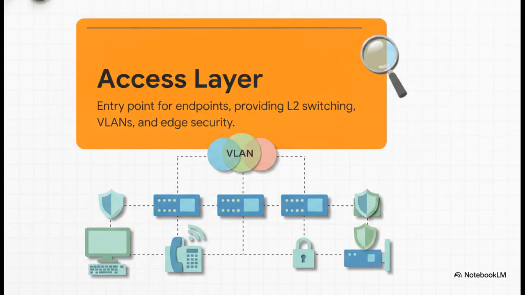Let's build this network from the bottom up. Right at the base, we have the access layer. This is the very first place a device connects. It's the entry point into the network fabric for endpoints like your PCs, your IP phones, and those wireless access points. From an engineering standpoint, this layer primarily handles Layer 2 switching. It gives you that initial device connectivity, it defines your broadcast domains, your VLANs, and it acts as your first line of defense, enforcing edge security protocols like port security and 802.1X.